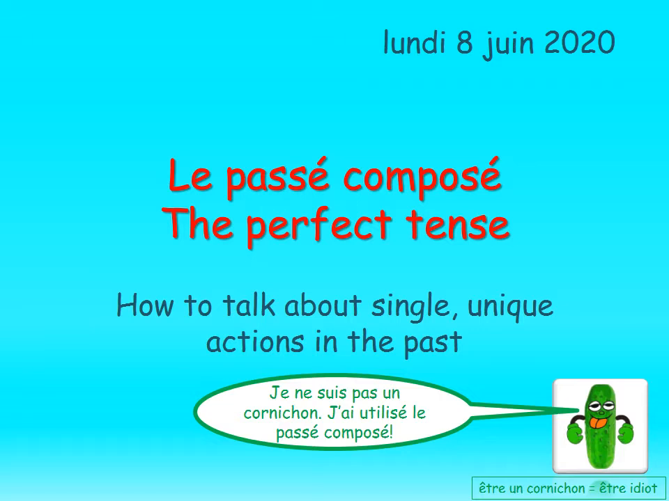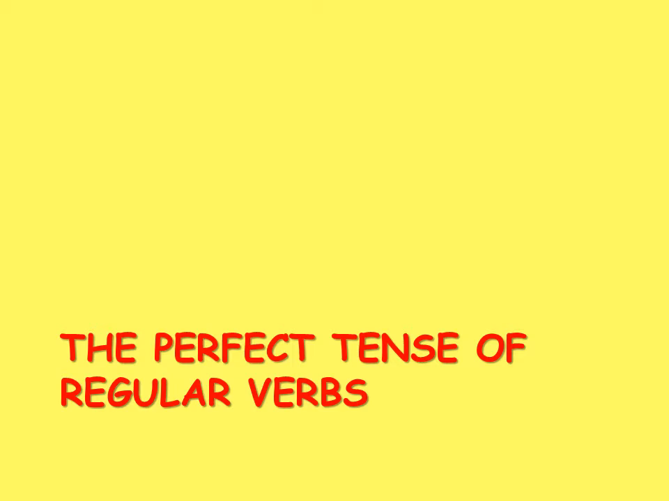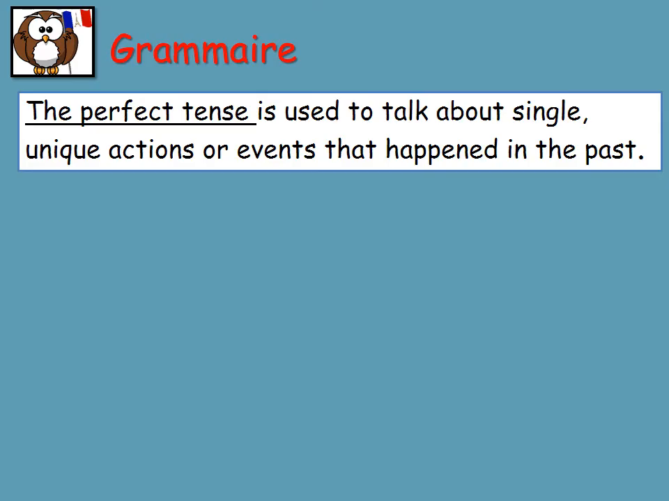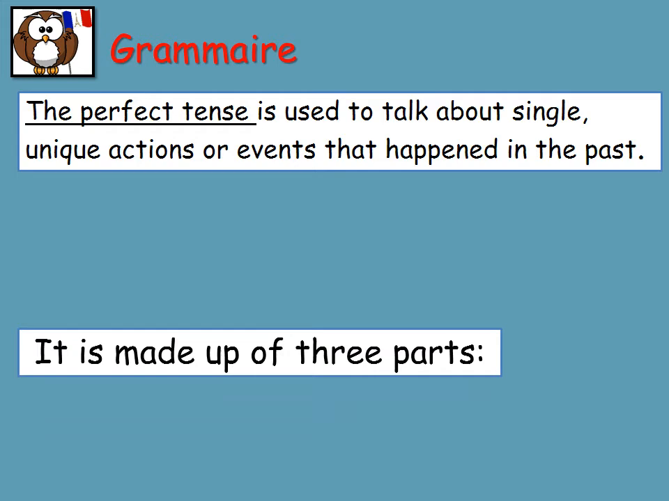So, je ne suis pas un cornichon. J'ai utilisé le passé composé. I'm not an idiot. I've used the past tense. Here we go. We're going to use it with regular verbs to start with. So it's used to talk about single unique actions or events that happened in the past.